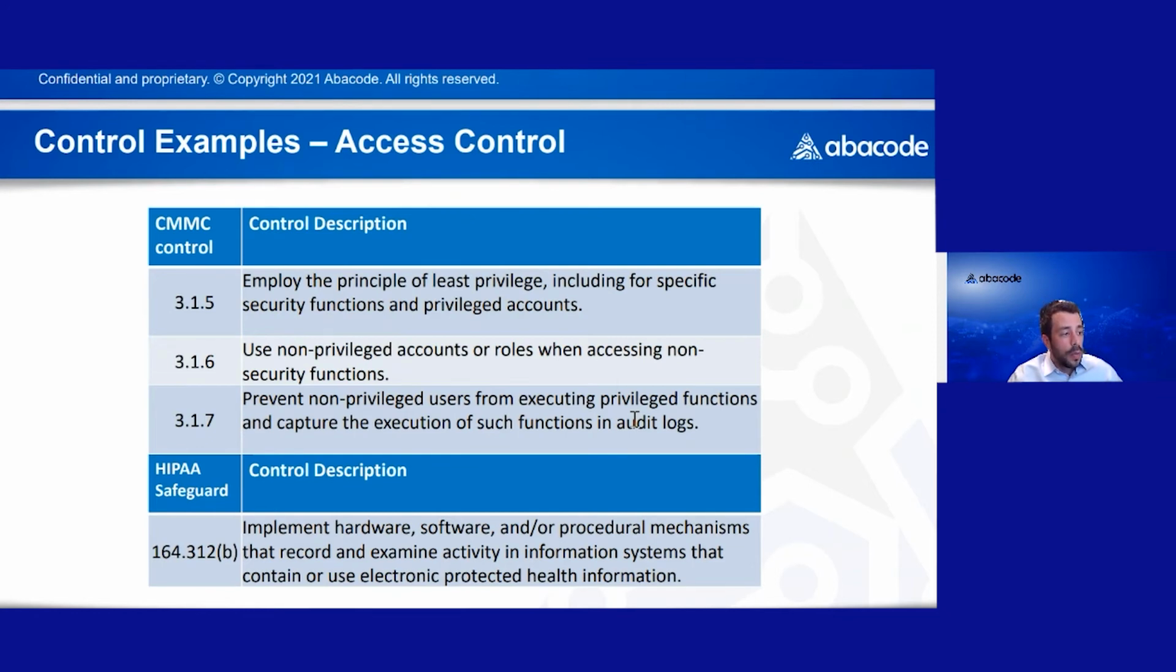Another example of access control, and this is from HIPAA, is that you have to implement hardware, software, or procedural mechanisms that record and examine activity in systems that contain or use protected health information. So this is basically saying that you have to record activity on any system that stores protected health information, which, if you're a healthcare organization, is going to be most of your systems.